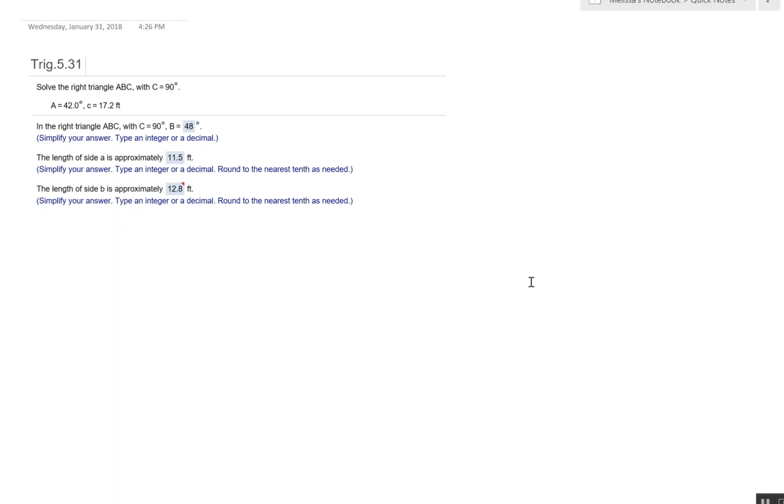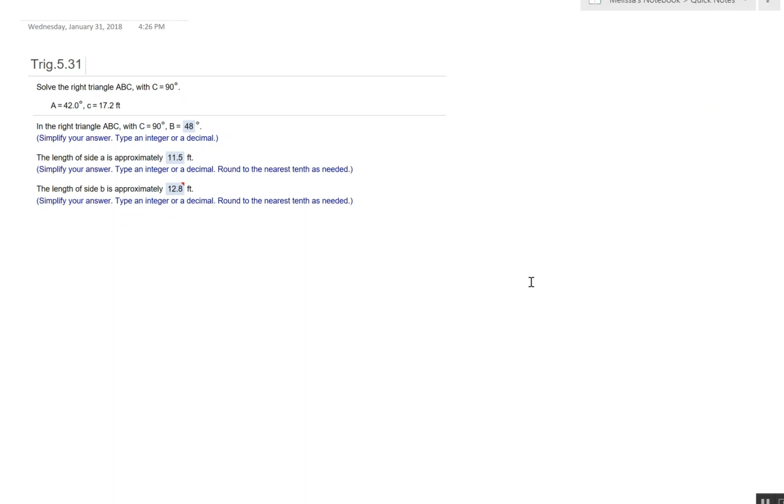In this example, we're going to solve a right triangle. Angle C is 90 degrees. We're also given that A equals 42 degrees and side C equals 17.2 feet. When we solve a right triangle, we want to find all missing angles and side lengths.